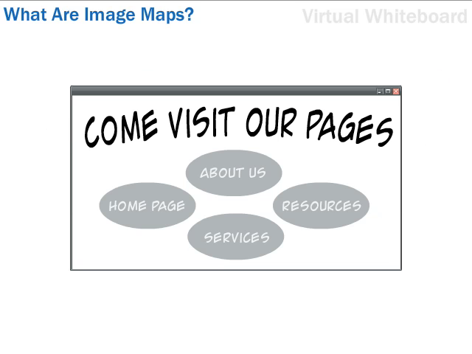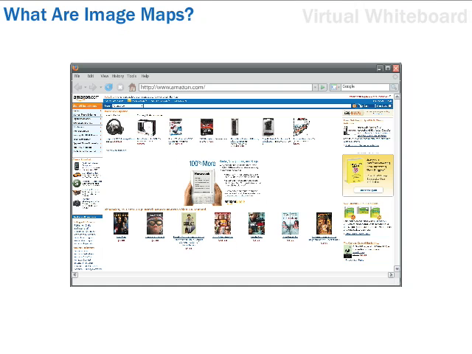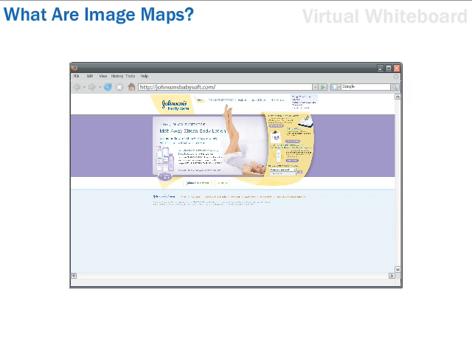This shows one example of a navigation bar. You can also go to these websites to see more examples. The Amazon website also uses image maps in their navigation bar. The map on the Travel Alberta website uses an image map to direct visitors to information about specific regions of the province. The Johnson's Babysoft website uses an image map to link to specific product information for the products shown on its homepage.